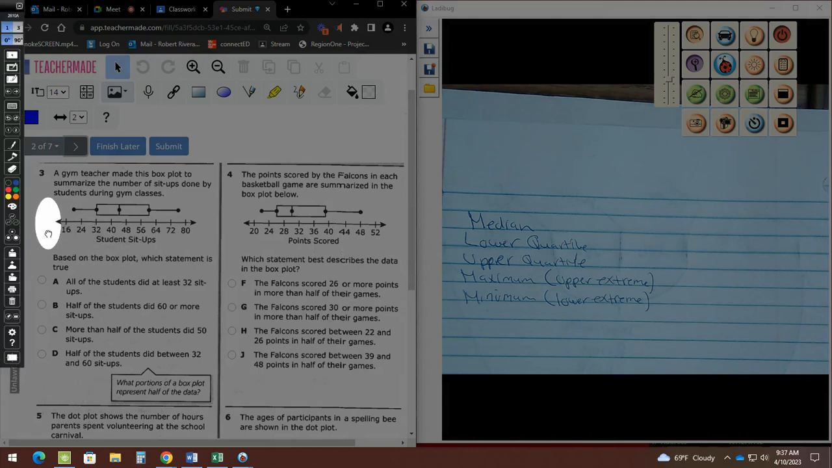Here we go. Would it be that point? That one? That one? Good. That one? No. That one, no. So median would be this guy. It's between 40 and 48. So who would be between 40 and 48?